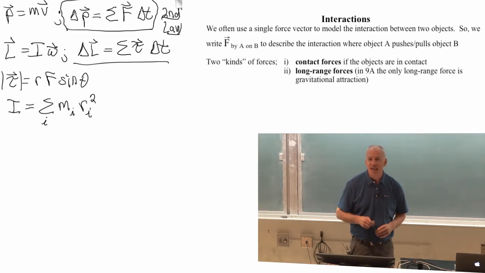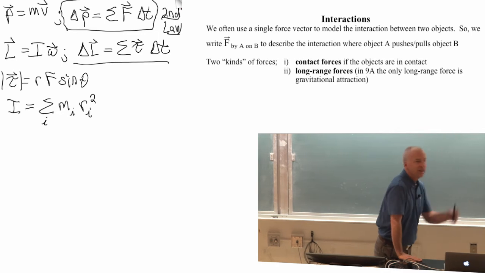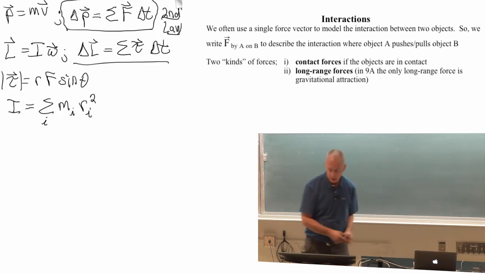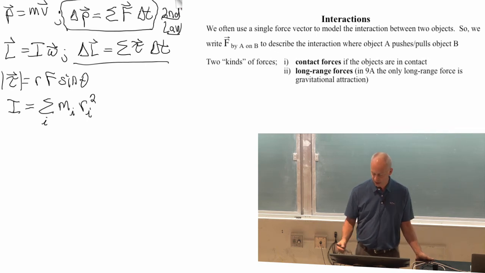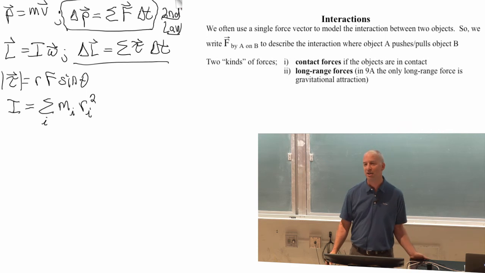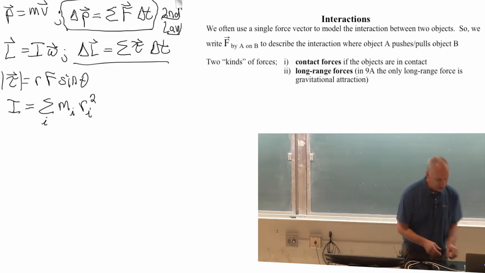The other thing I want to stress is that in this class, there are really only two kinds of forces. Contact forces. If two objects touch each other, then they can be interacting. If they touch, then there could be a force. The only other kind of force, if they're not touching, the only way they can be interacting is with some long-range force. Sorry, I pasted this from 9A, but that's okay. 7B is the same thing. The only long-range force we have is a gravitational interaction. The Earth pulls on you. It's the only one.